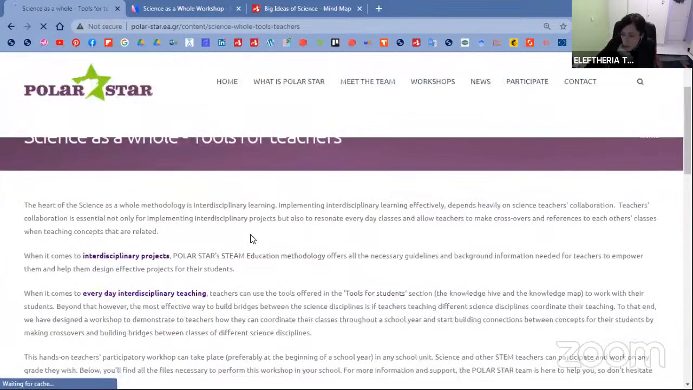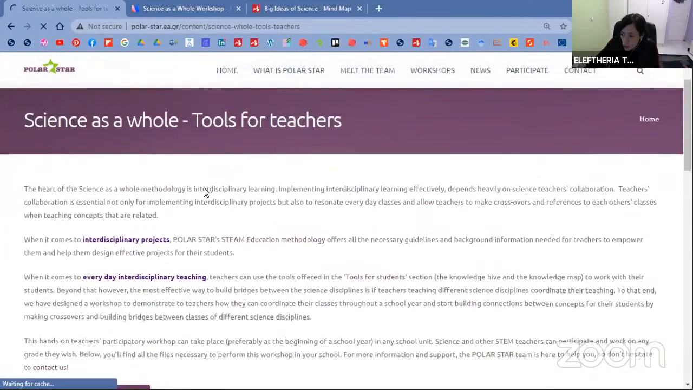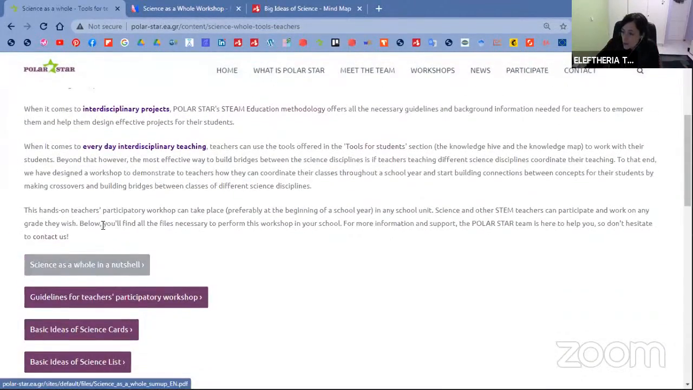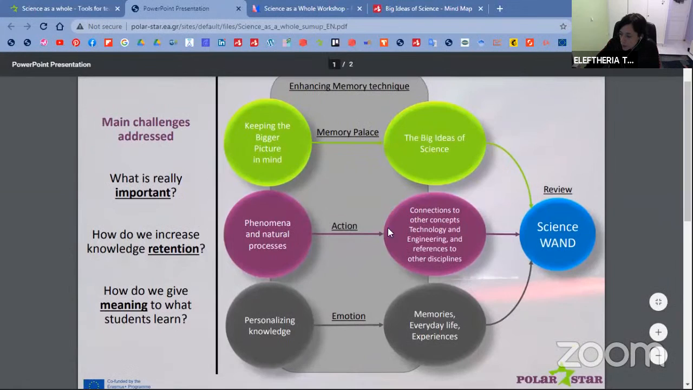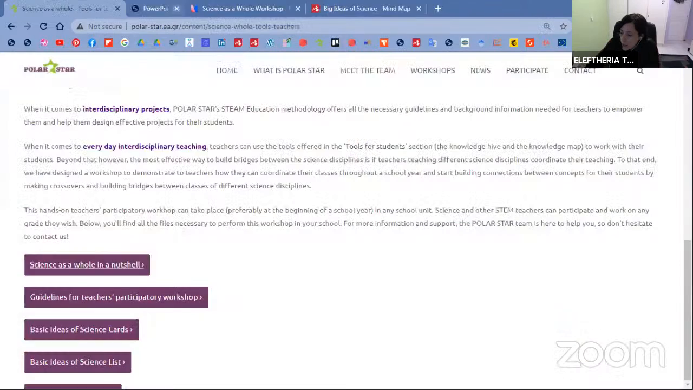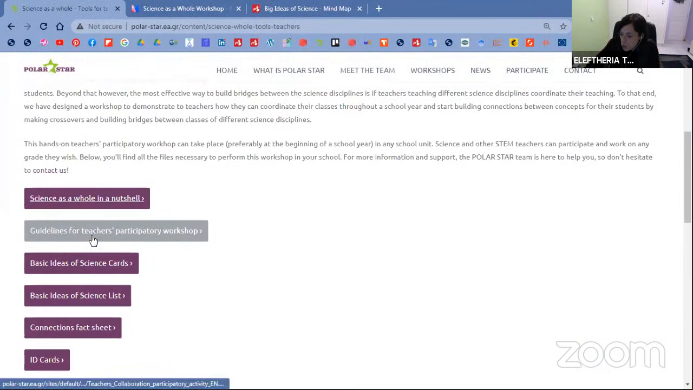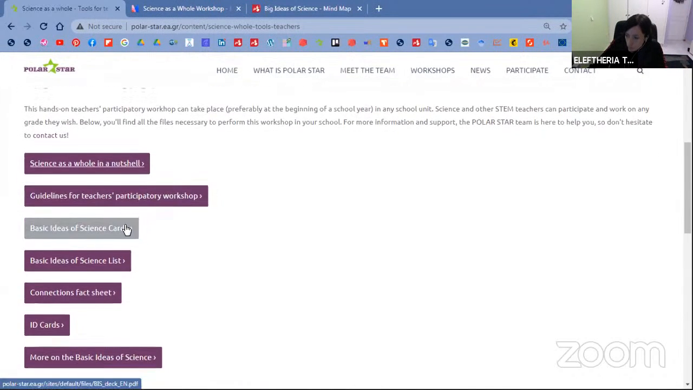So what we have here is a brief description of how you can work with your students in your school. This is a sum up of the entire methodology that we have been talking about. And here are the guidelines of the workshop you can do with your students, with your teachers at school, in order to get started working in an interdisciplinary way and make sure that you make references to each other's classes and you create projects for your school.